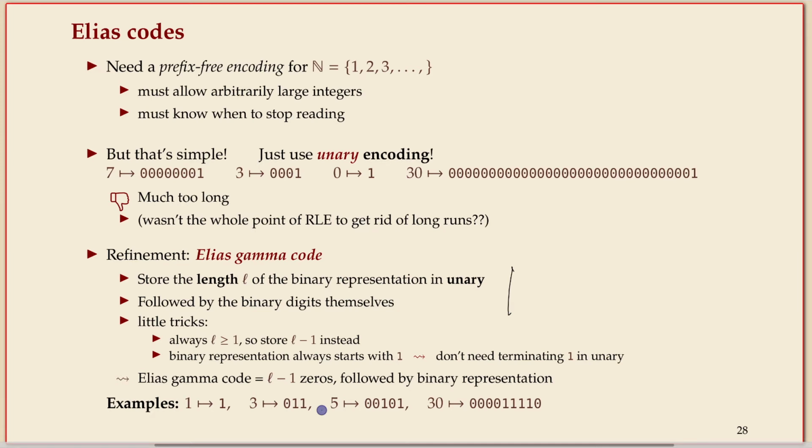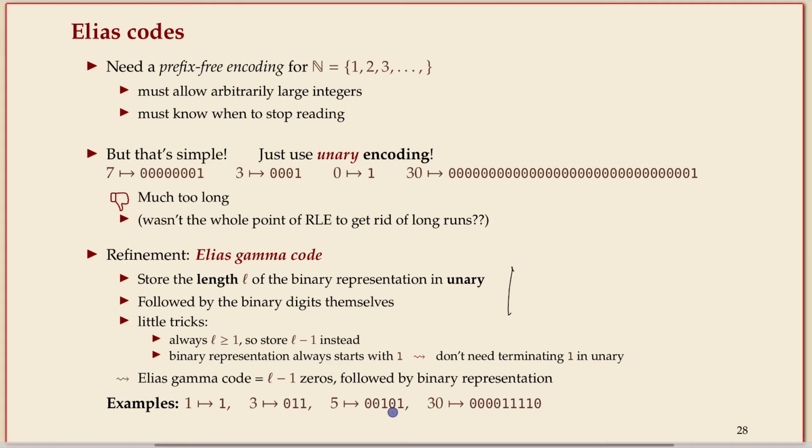So here are some examples. 1 is just mapped to 1. Now, how's that? 1 in binary is a single 1. The length of that is 1. We store not the length, but length minus 1. So we store 0 zeros followed by the binary representation, which is just 1. 0 zeros, 1 1. Okay? How does 3 work? 3 in binary is 1 1. The length of that is 2. Take off 1 means I have to put 1 zero in front of it. So 0, 1 1.